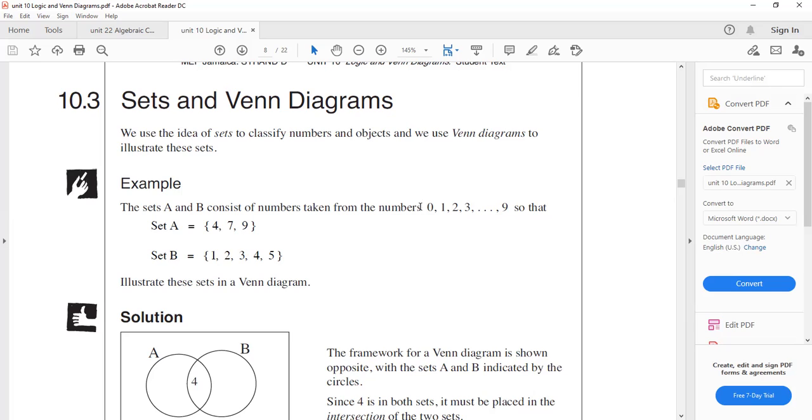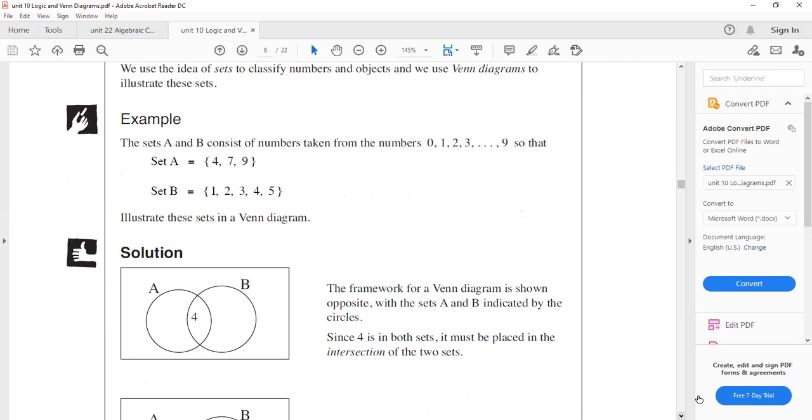Out of this original set, which they refer to as the universal set, they make the smaller sets out of it, and they label them set A, set B. You will see later where they refer to these numbers as elements in the set.